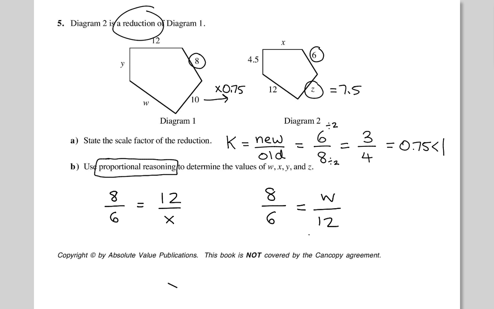Let me do that again. I'll use a highlighter this time. 8 goes with 6. Therefore, 12 goes with x. See how I'm consistent that way?